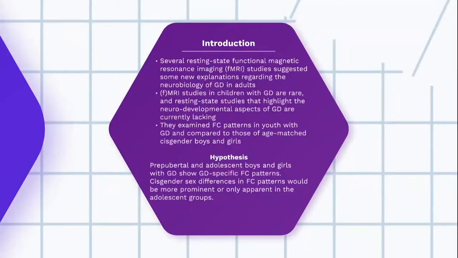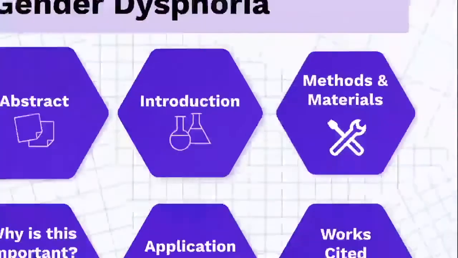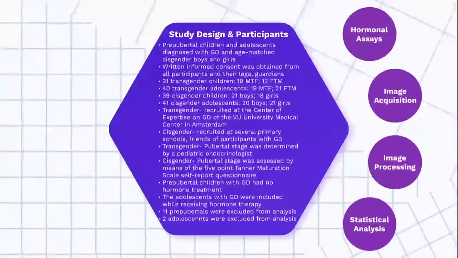Therefore, in the current cross-sectional study, they examined the FC patterns in youth with GD and compared these patterns to those of age-matched cisgender boys and girls. Their hypothesis was that prepubertal and adolescent boys and girls with GD showed GD-specific FC patterns, and that cisgender sex differences in FC patterns would be more prominent or only apparent in the adolescent groups. Next, we're on to methods and materials.